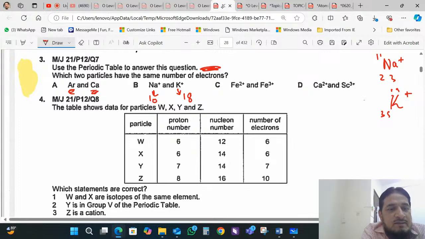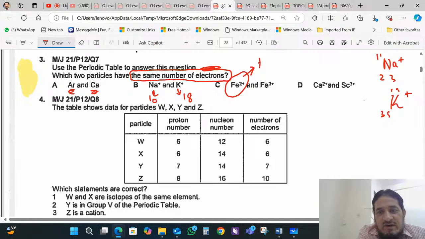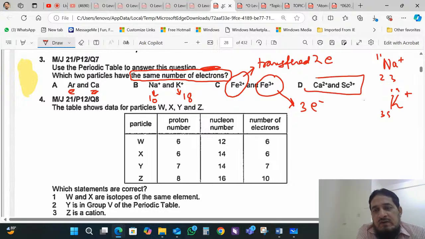So he is saying, which two particles have the same number of electrons? You are going to write the total number of electrons. Then he is saying Fe2 plus. 2 plus means it has transferred 2 electrons. And it is Fe3 plus. 3 plus means it has transferred 3 electrons. So the 2 transferred and the 3 transferred will never be equal. Then the last option will be your answer: Ca2 plus and Sc3 plus.